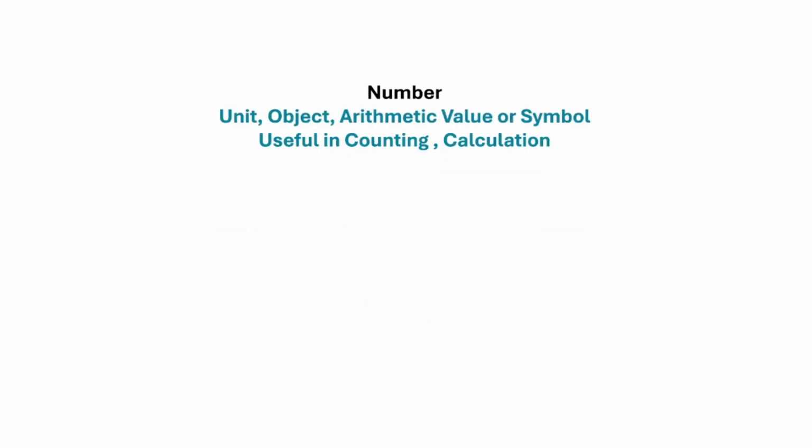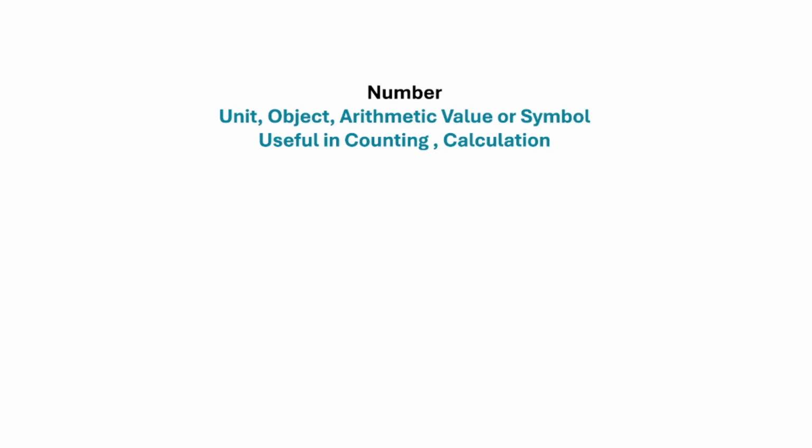As we already know, friends, what is a number? A number is a unit, object, arithmetic value, or symbol which is useful in counting and calculation. When we say the word calculation, it means we are going to use it in a mathematical calculation, or in our day-to-day operations. For example, counting something, counting money, or mathematical operations like addition and subtraction. So we are just adding things and getting the result.